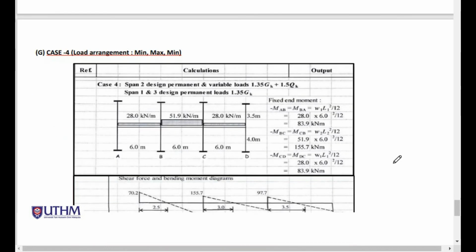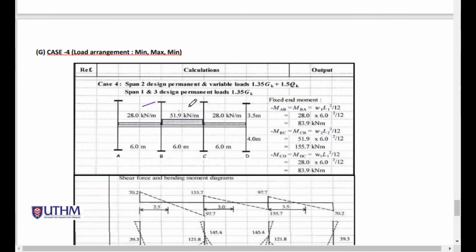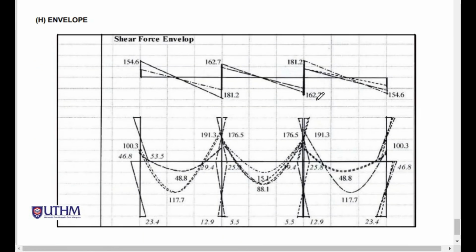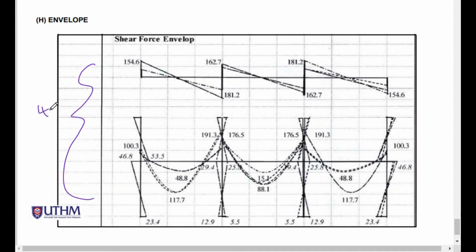The same procedure applies to case number 4, minimum, maximum, minimum. And finally, this is the final result. This is the combination of all 4 cases. There should be 4 lines here, there are 4 lines, 4 lines here. Okay, so this is example 2.1 for the braced frame, using the one level subframe method. Thank you.